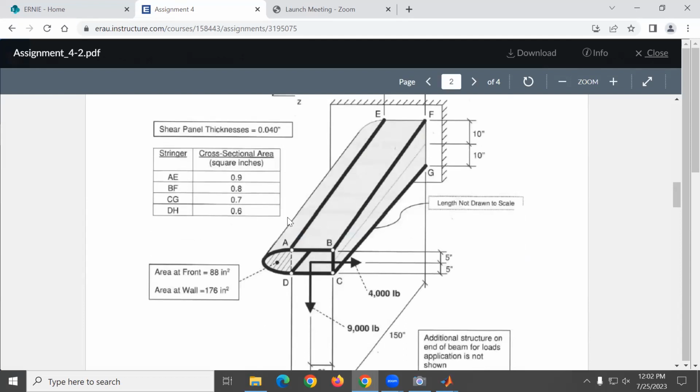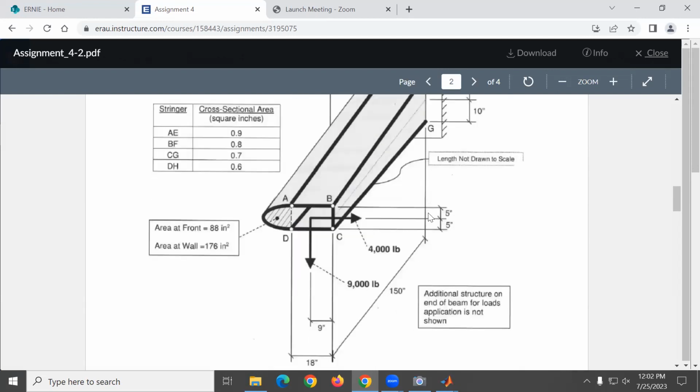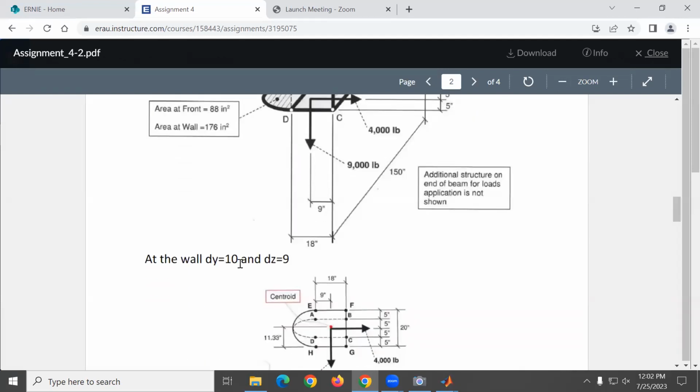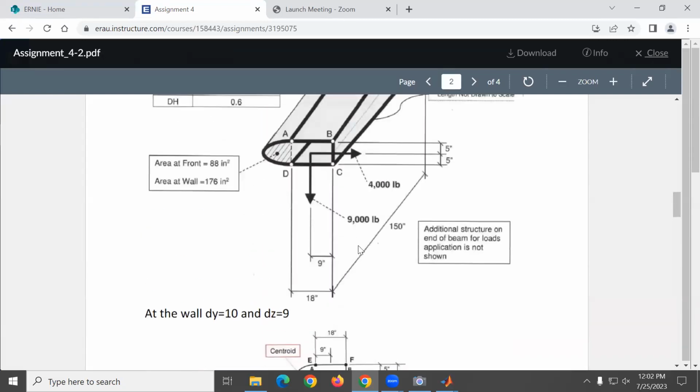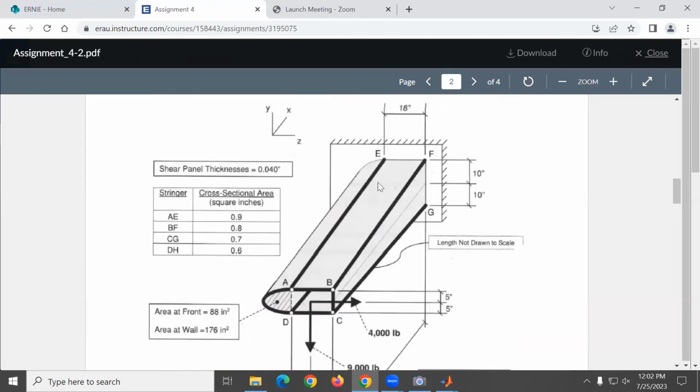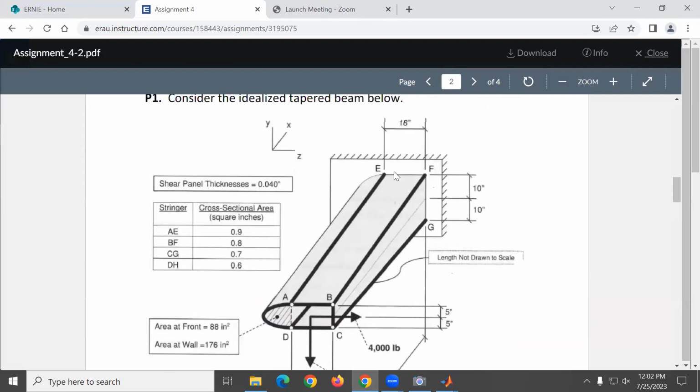The whole idea is to develop your models now, so you can use them over and over. Do a type modification. In this case it was at the wall, but I changed it yesterday to 75 inches, right in the middle, like we did for this one. Method 1 and method 2. So start working on it. That's all I can say.